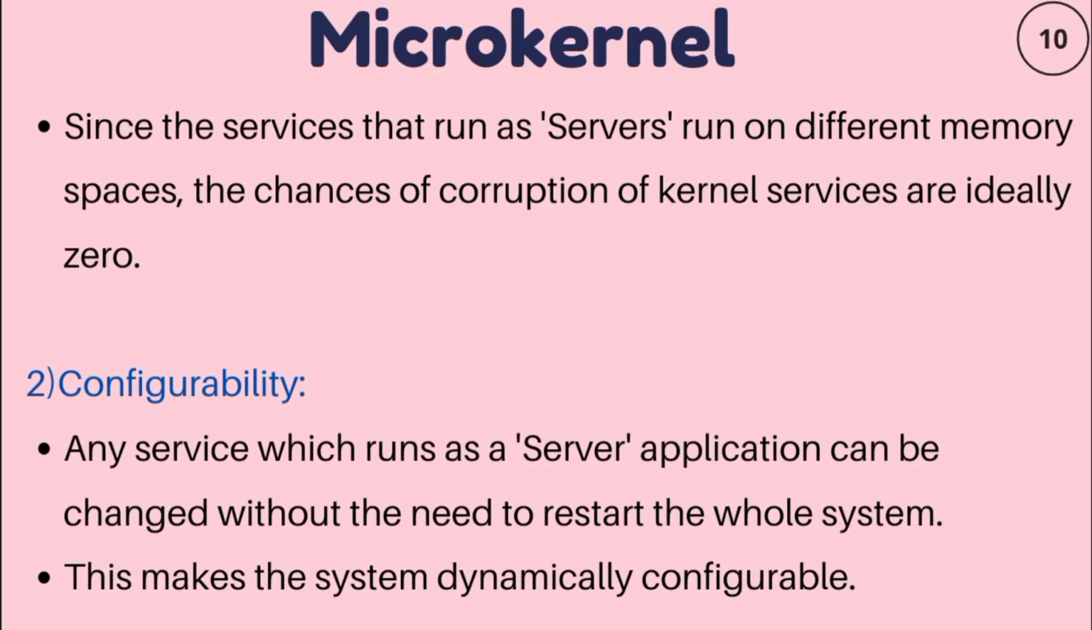Second point is, since the services that run as servers run on a different memory space, the chance of corruption of kernel services is ideally zero. In monolithic kernel, all the kernel modules are run over kernel space, but in microkernel, only the essential part will run over kernel space, so the chance of corruption will be very less.